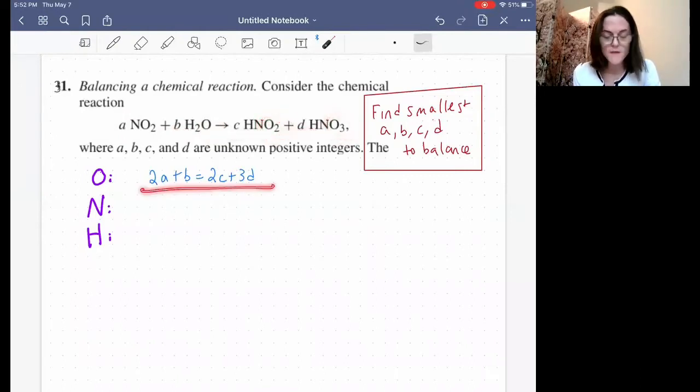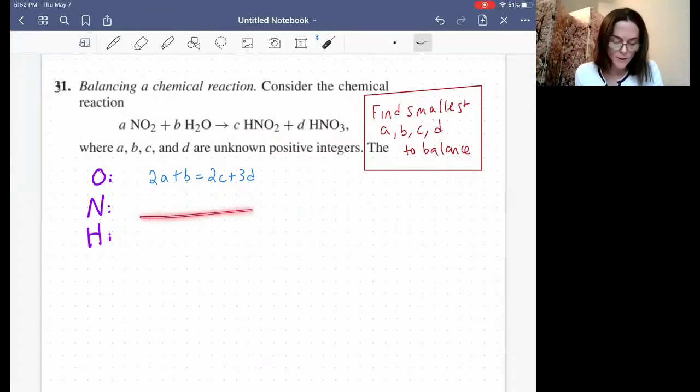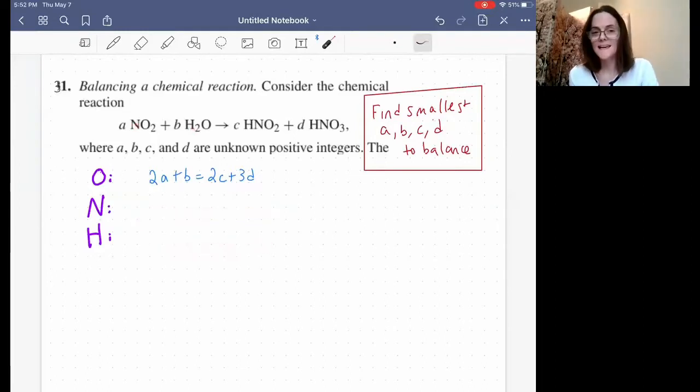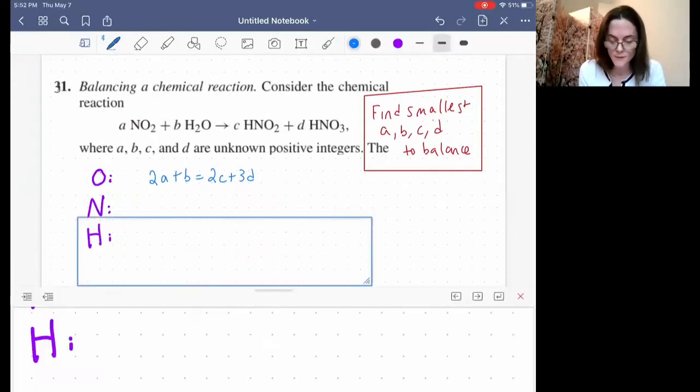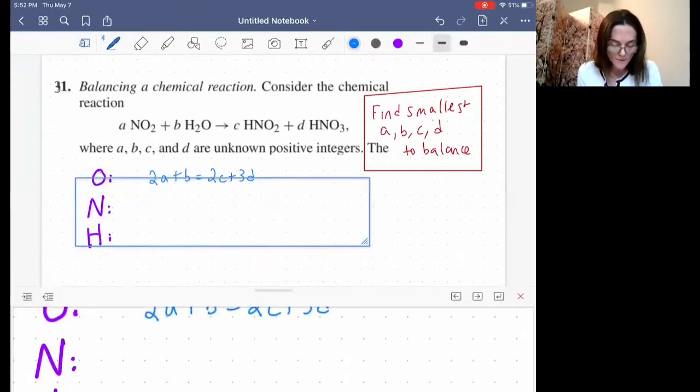And if you look at this equation that they gave us in the problem, you see 2A plus B equals 2C plus 3D. We're trying to find the smallest A, B, C, D that will balance the equation. Namely, we're going to have a similar equation for N, and a similar equation for H, nitrogen and hydrogen. Okay, so here we go. First, let's write these two. What would we have for N?